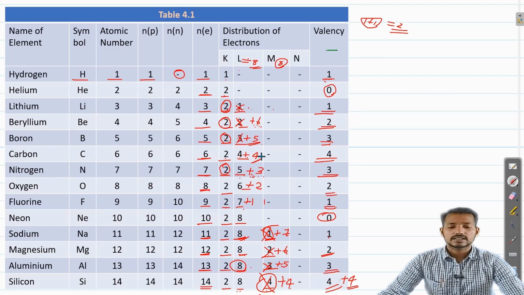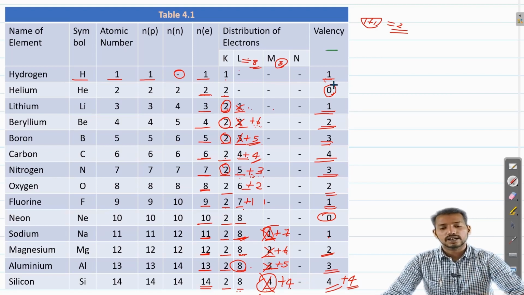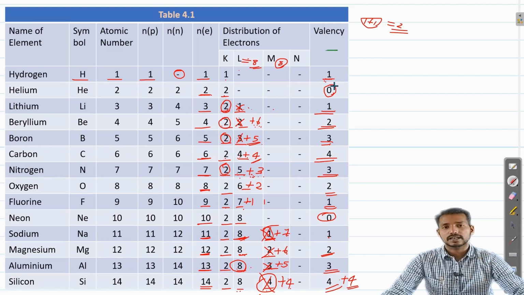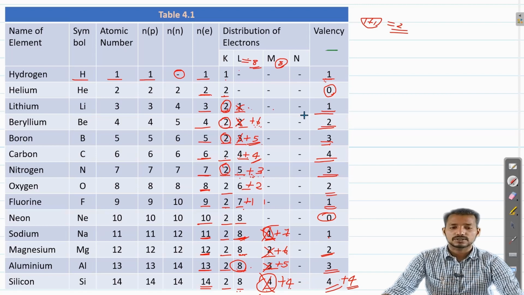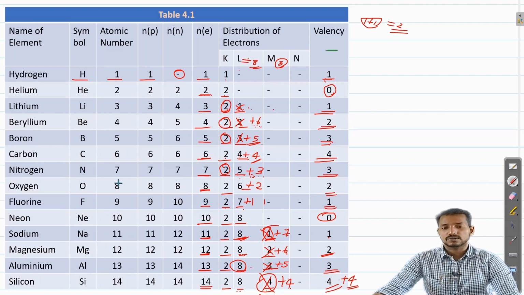Clear? Here there are some elements that show ionic valency, like a charged valency, by losing or gaining electrons. But some atoms show sharing valency. That I will discuss after this. Similarly, some more elements are given in this table in your textbook. So just refer to that.